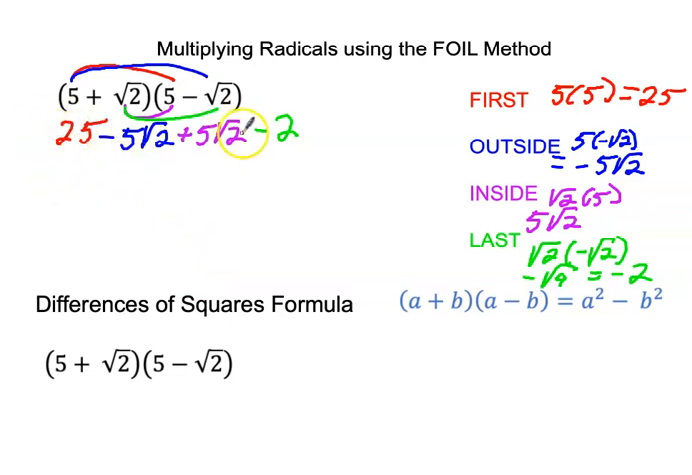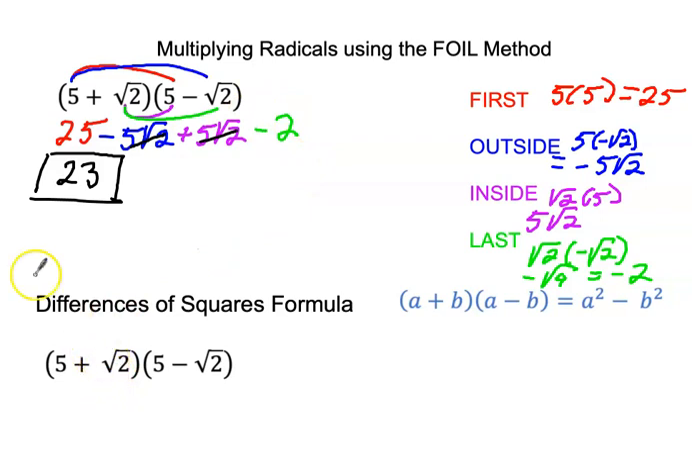Okay, so let's see if there is anything we can combine. And we have 25 minus 2 is 23. And we have negative 5 square root of 2 plus 5 square root of 2. So those two equal 0. And I'm gonna end up with just 23. So this was the FOIL method.